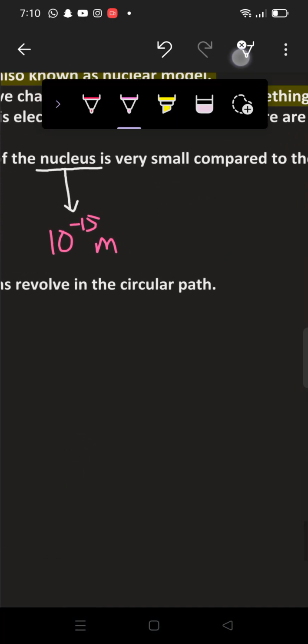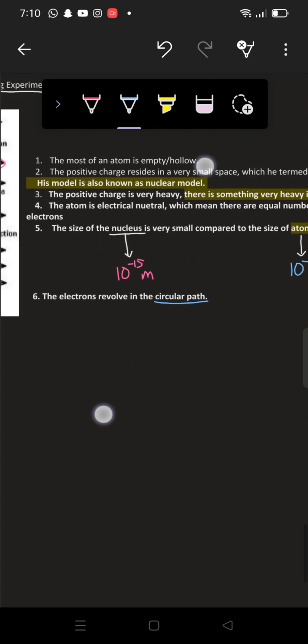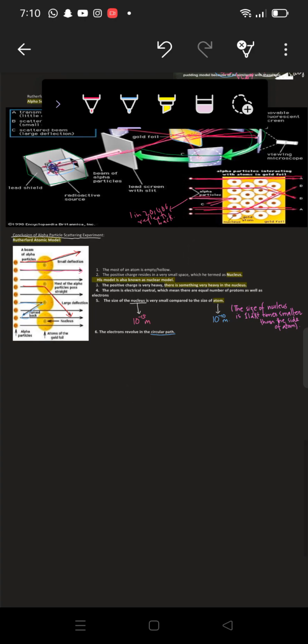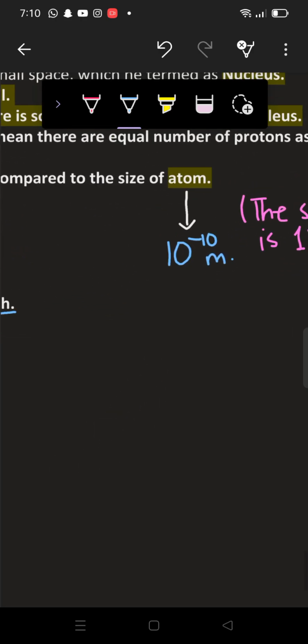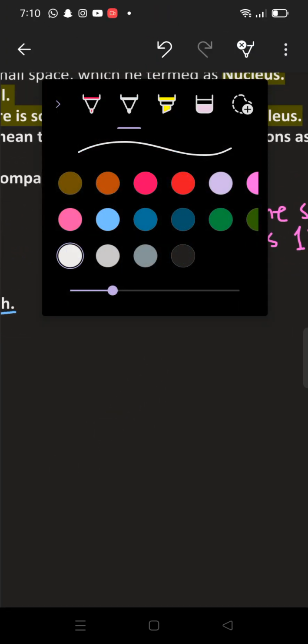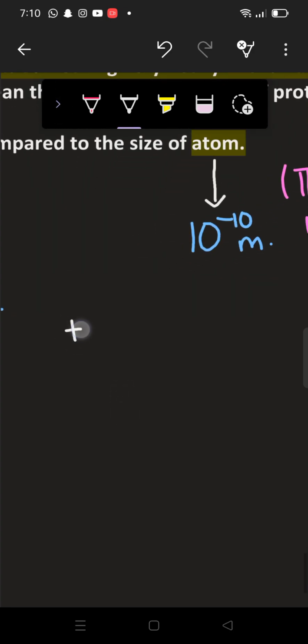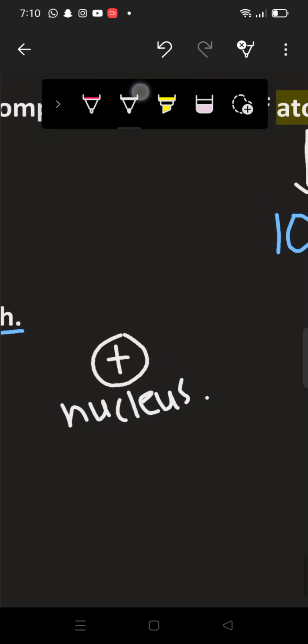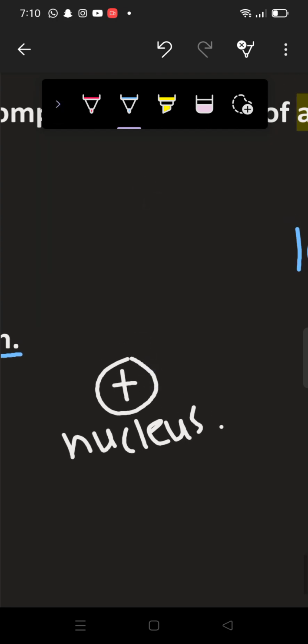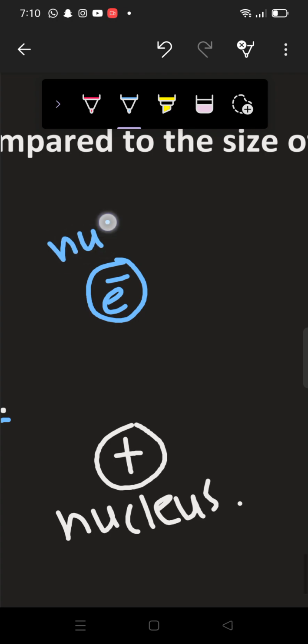Now why did he say this, that the electrons move in the circular path? He must have said that the electrons are outside of the nucleus, or these are present on the outer part of an atom. Why did he say these are revolving? Since we know that if I'm making a positive charge here, which is basically representing the nucleus, and I have here a negative charge, the electron.